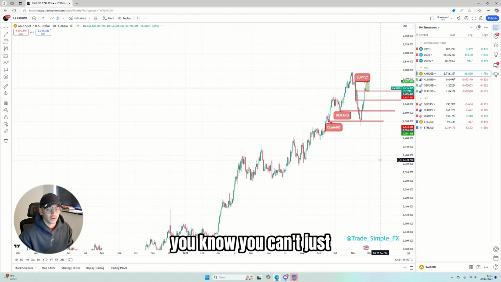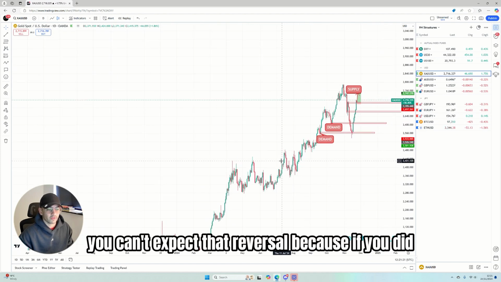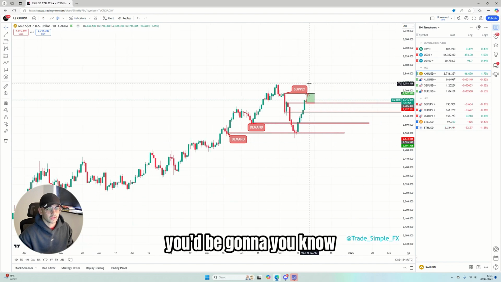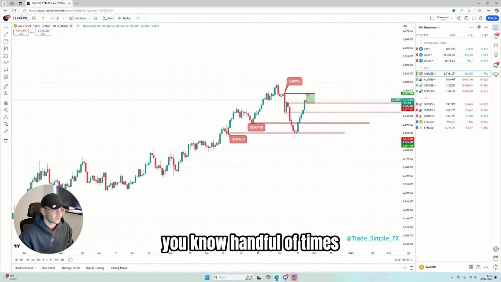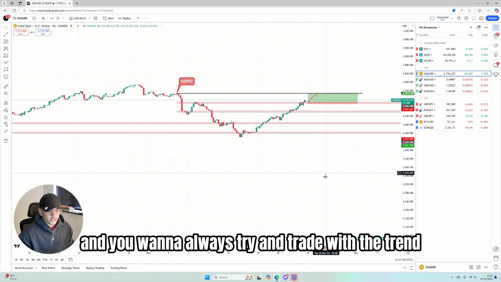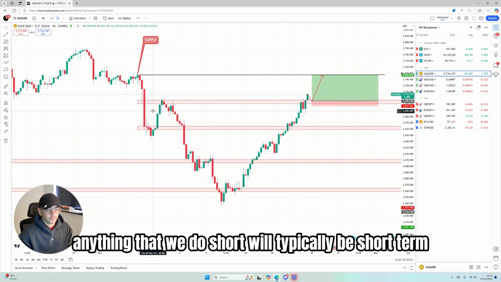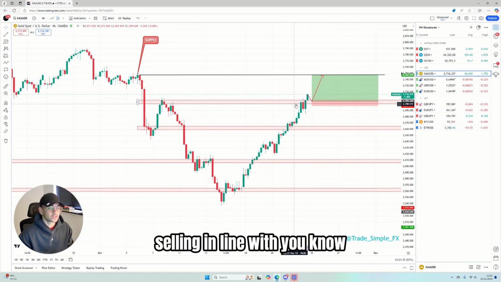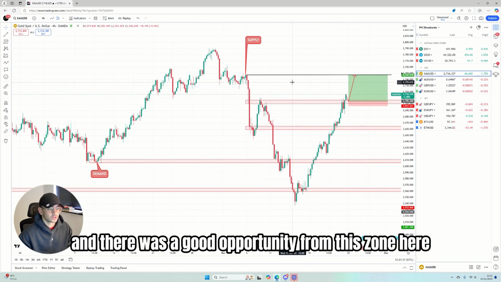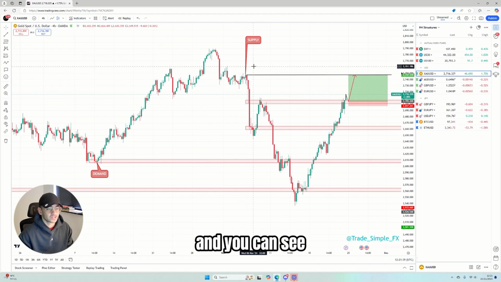However, you can't just expect that reversal, because if you did, you'd be getting bitten on the arse a handful of times. You want to always try and trade with the trend and trade between the zones. So anything that we do short will typically be short term, selling in line with these recent zones. And there was a good opportunity from this zone here.